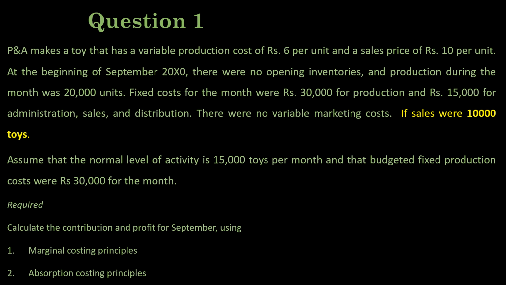If sales were 10,000 toys, assume that the normal level of activity is 15,000 toys per month and the budgeted fixed production cost were 30,000 rupees for the month. So you are required to calculate the contribution and the profit for September using marginal costing principles as well as absorption costing principles.